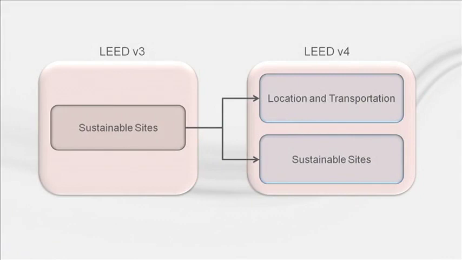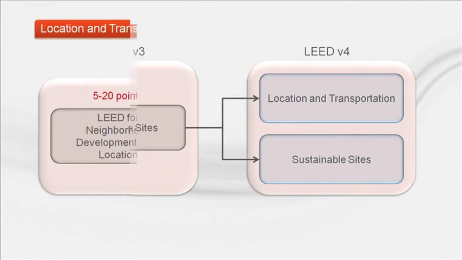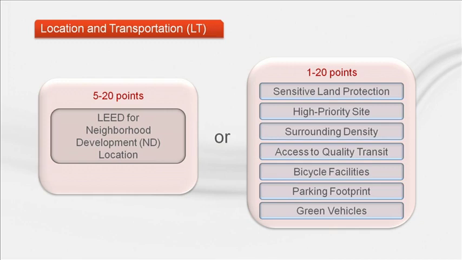As Chris mentioned earlier, for version 4, the old sustainable sites category has been split into 2 categories. The first is a new one named location and transportation, and the second retains the old name sustainable sites. Within this new location and transportation category, you can earn points in the traditional manner by meeting the requirements of the credits listed on the right-hand side of the slide.